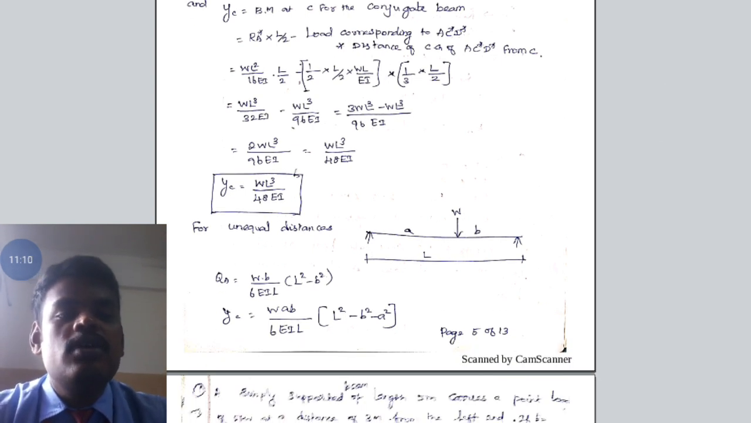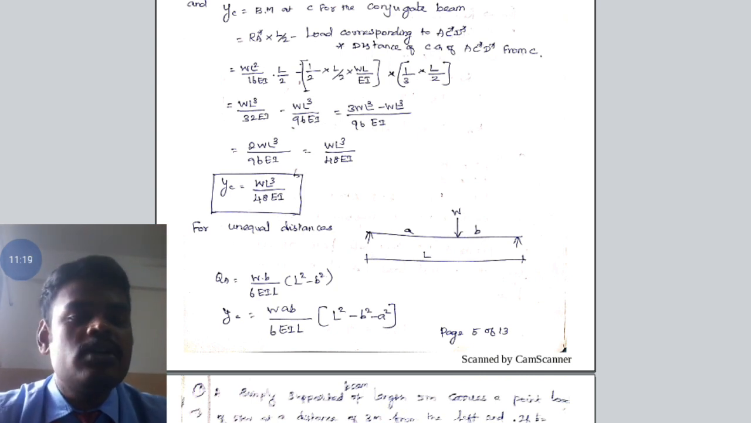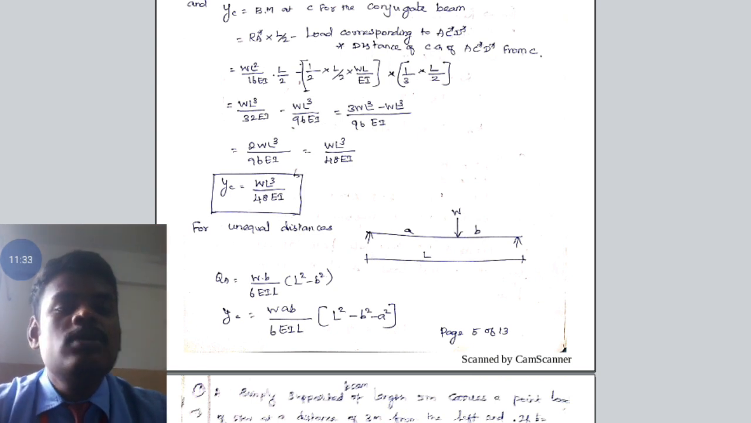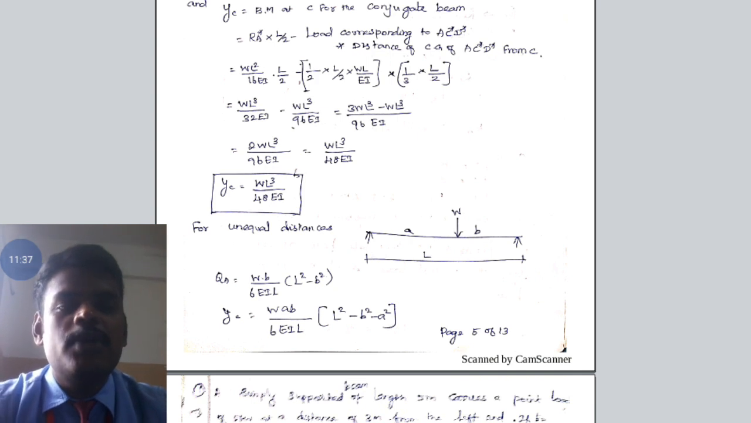By using these same steps, we can also find the slope and deflection of a simply supported beam when it is subjected to an unequal distance load. For example, when the load is at a certain distance from the end A, that time also we can calculate the shear force and bending moment diagram, which will be the same as what we got in the previous problem.